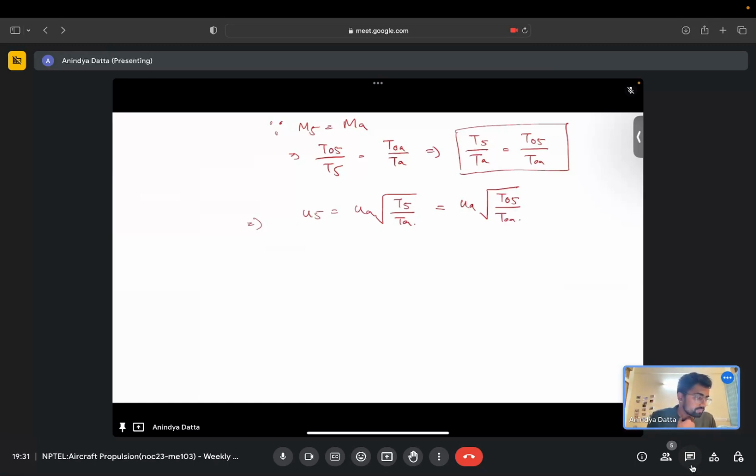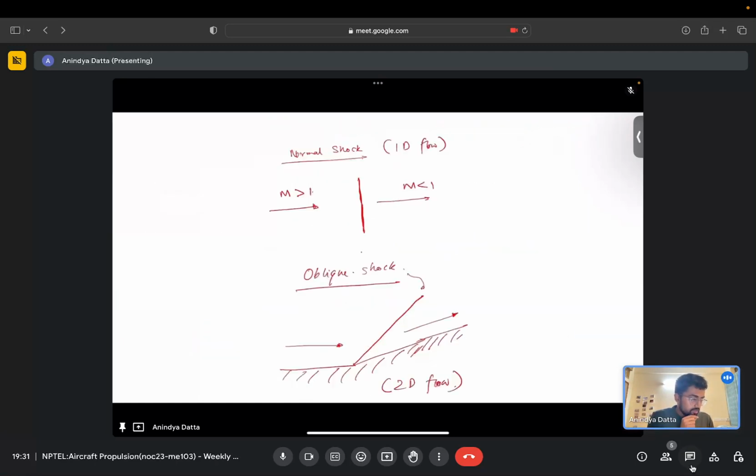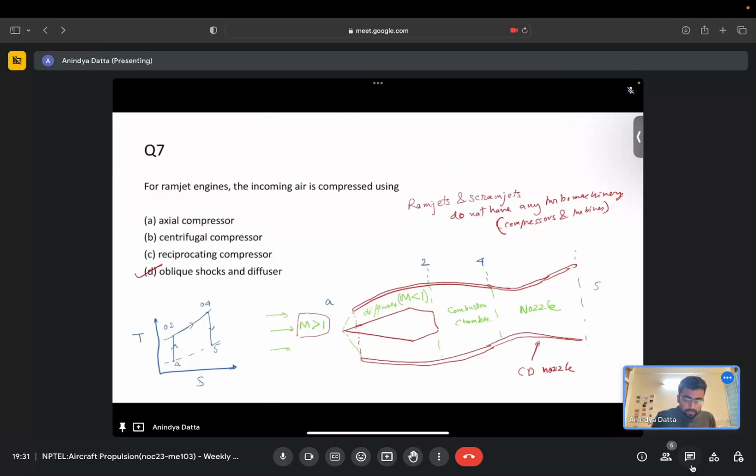Alright, now T0A is equal to T02 and T05 is equal to T04. Why is that? So let me go back to this thing. Between A and 2 there is no heat addition or work transfer, right? Agreed? So T0A is equal to T02.